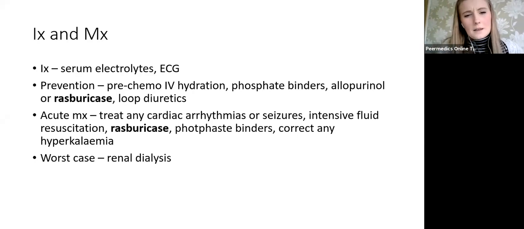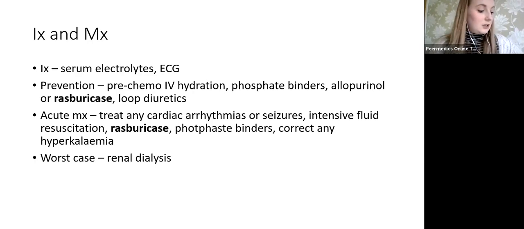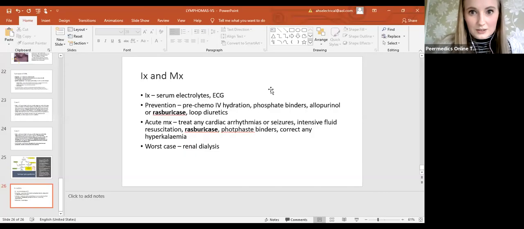I think it's preferred, but I guess it depends on where you're working what they would rather you use. Loop diuretics as well. Acute management, obviously treat any cardiac arrhythmias or seizures, intensively fluid resuscitate them, use rasburicase again. Okay, so that's it. So rasburicase you can use both in prevention and in treatment, and correct any hyperkalemia. And in worst case scenario, especially to correct the potassium, just go straight for renal dialysis if you have to. Right, I think that's everything I've got for you guys on this.